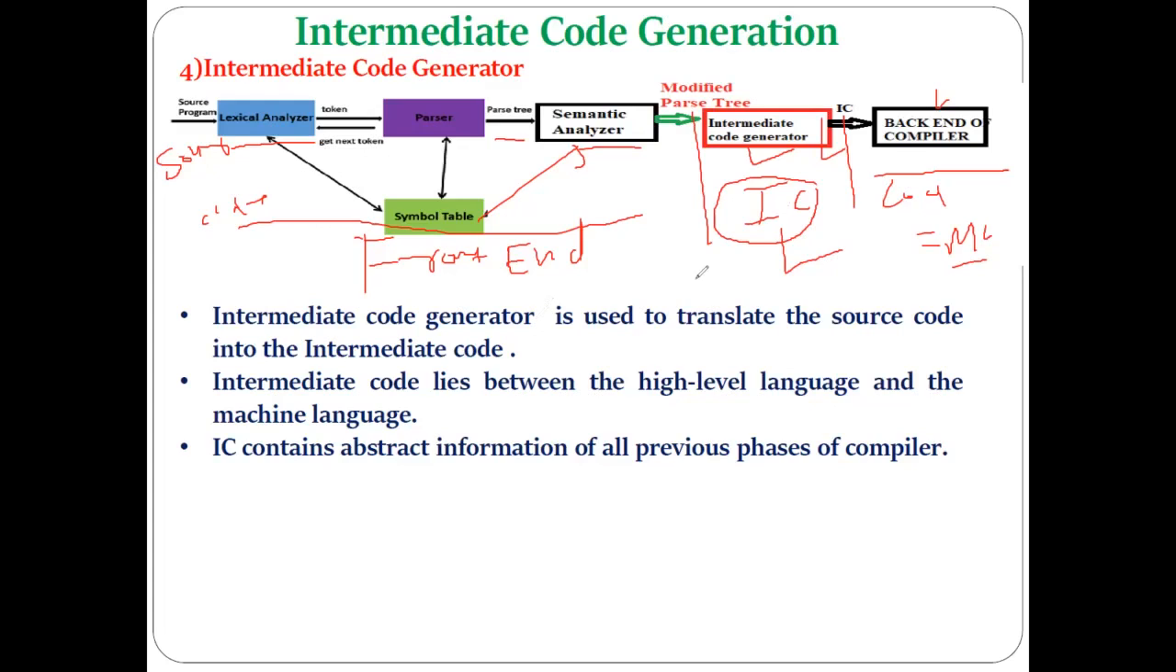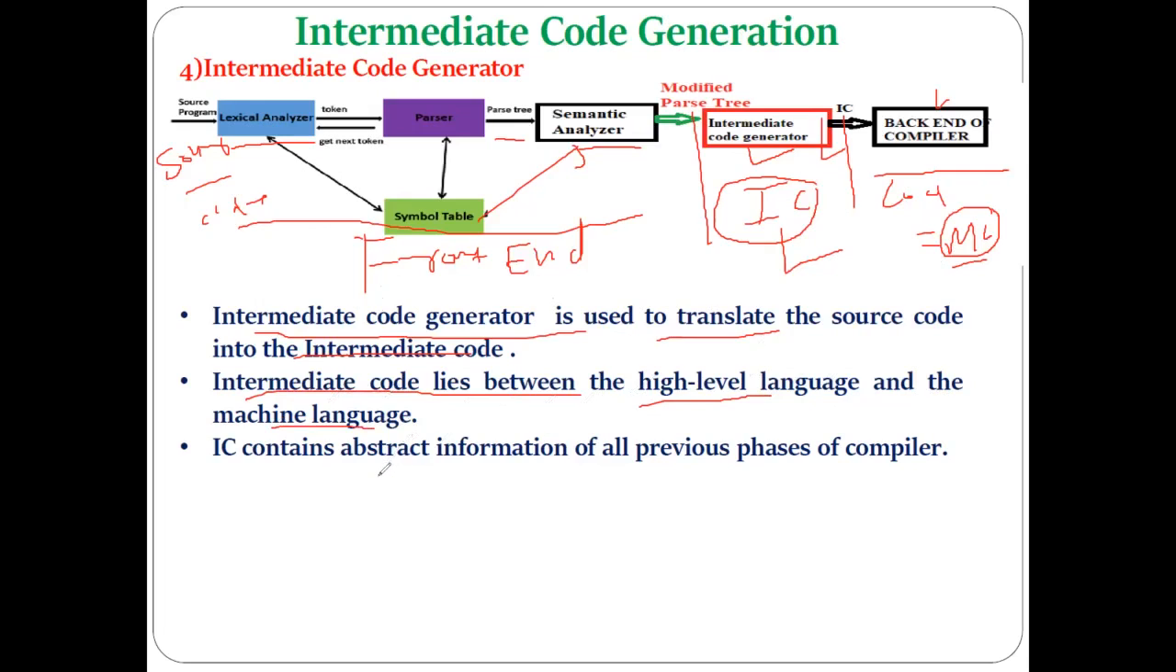So who is generating that? The intermediate code generator generates the intermediate code. Here I have mentioned the intermediate code generator is used to translate the source code into the intermediate code. So before your source code gets converted to the machine code, it is first converted into the intermediate code. This code lies between the high level language and the machine language, as you know the source code is the high level language code and the machine language code is the low level language code. So the intermediate code lies between the high level language and the machine language.